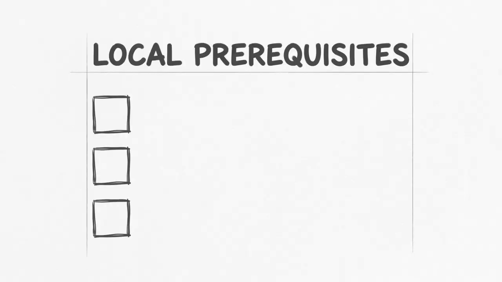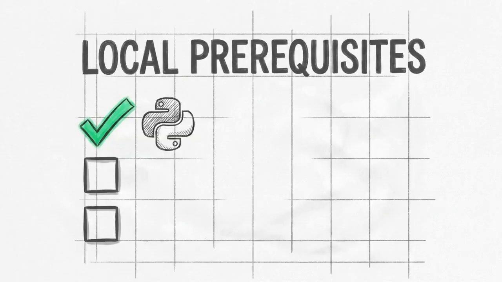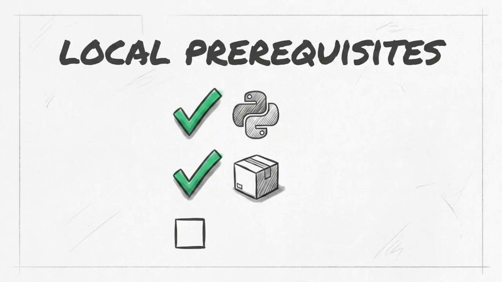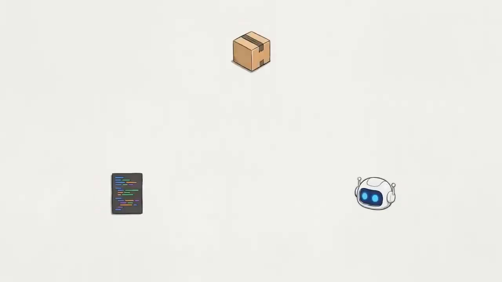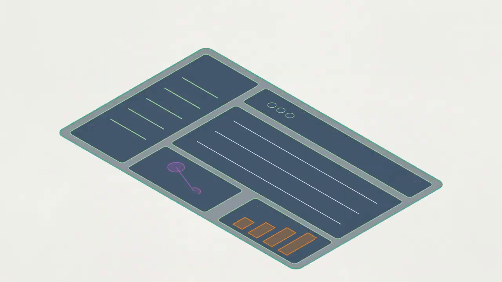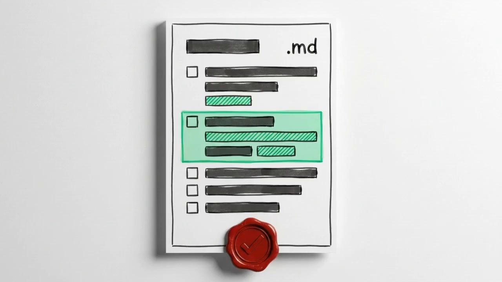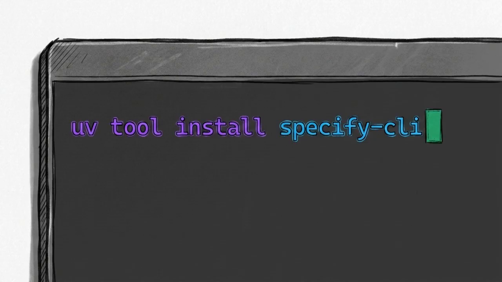To follow this tutorial, you will need 3 things installed locally: Python 3.11 or higher, the UV package manager, and an AI coding agent such as GitHub Copilot. Over the next few minutes, we will use these tools to generate a software feature derived entirely from a single, verifiable Markdown specification. First, open your terminal and use the UV tool to install the Specify CLI package.